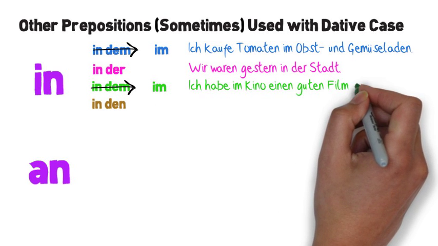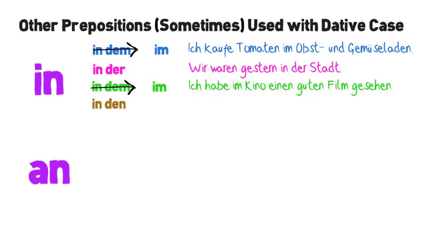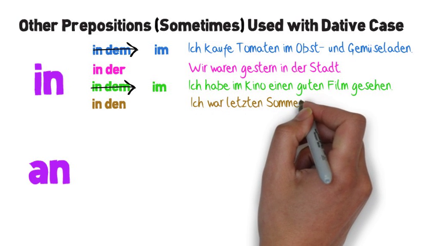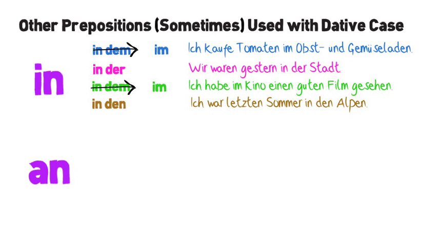Wir waren gestern in der Stadt. We were in the city yesterday. Ich habe im Kino einen guten Film gesehen. I saw a good movie in the movie theater. Ich war letzten Sommer in den Alpen. I was in the Alps last summer. Feel free to pause the video if you want to take a good look at these sentences.